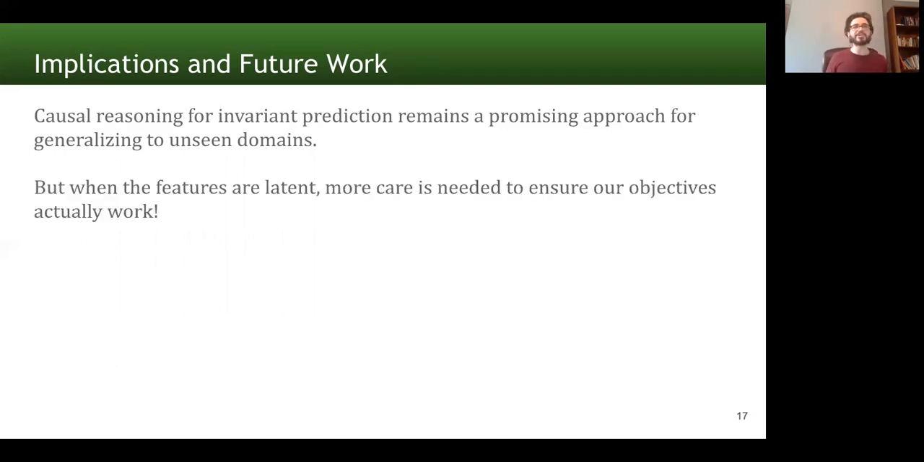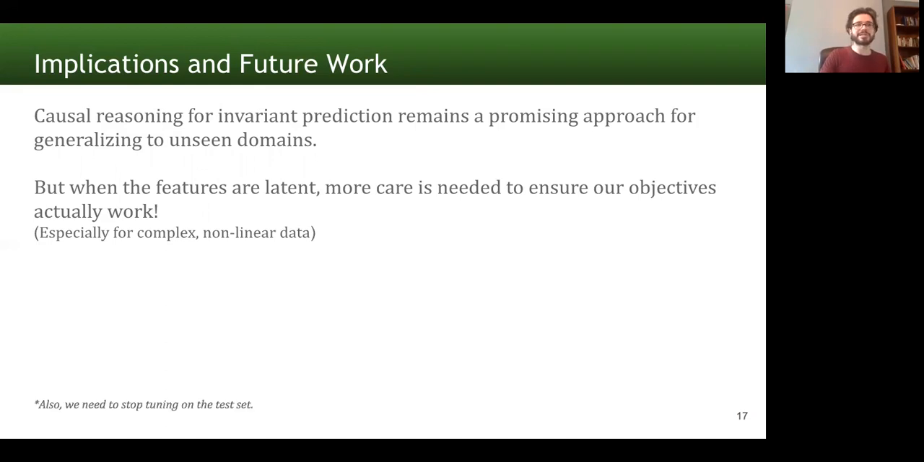But when the features are latent, we can't just haphazardly slap on this objective with a deep objective and hope that we'll recover the correct thing. It really requires a lot more care, especially when we're dealing with high dimensional images, where we might expect a nonlinear function of some hidden latents.